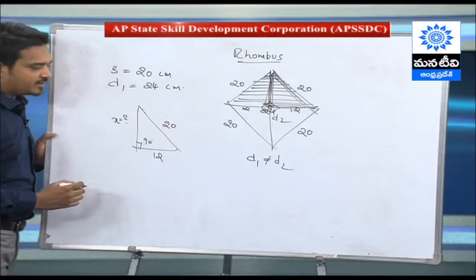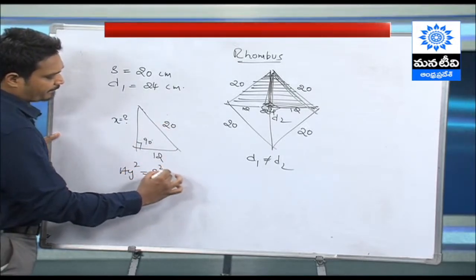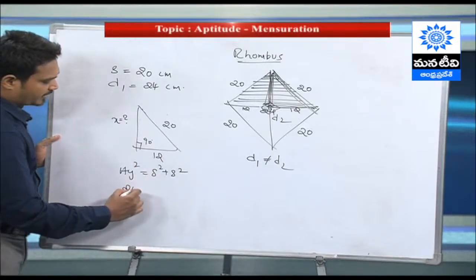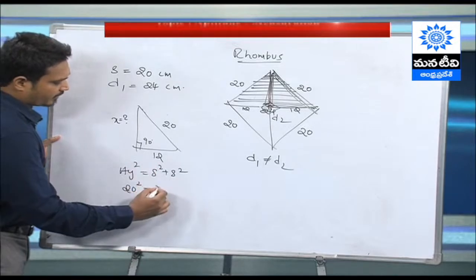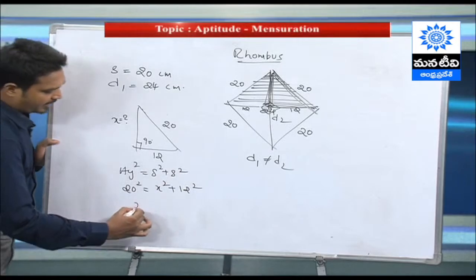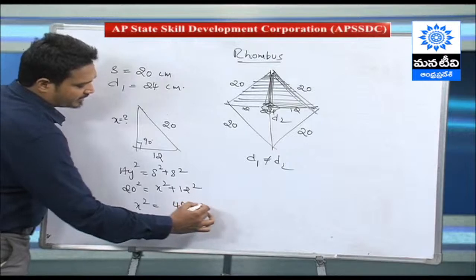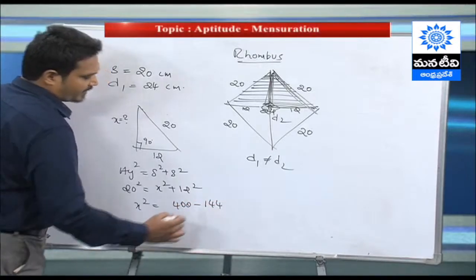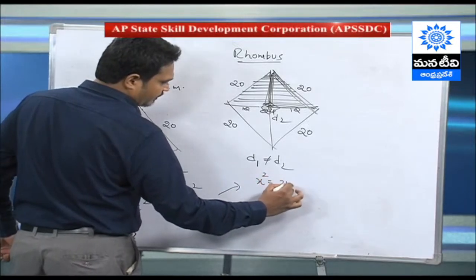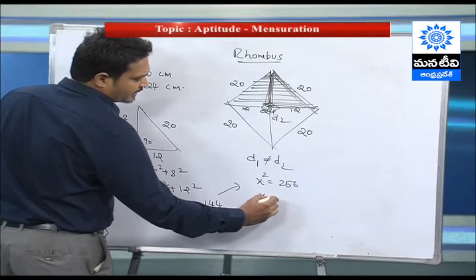Once again, we can use the same Pythagoras theorem. Hypotenuse square is equal to side square plus side square. Hypotenuse is 20, and one side is x, and the other is 12. Now x square is equal to 20 square, which is 400, minus 12 square, which is 144. So x square is 256, and x is 16.